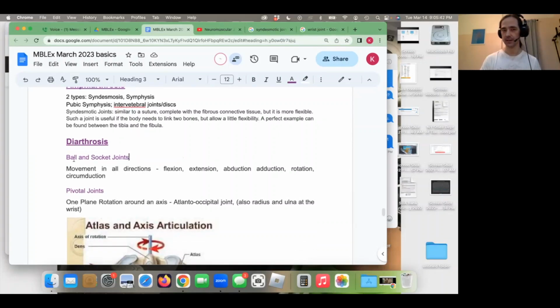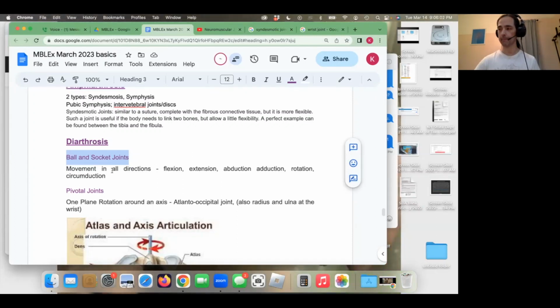Ball and socket, I think I mentioned. Ball and socket allows movement in all directions, and it's the hip and the shoulder. So Vincent, which joint is deeper and which joint is more shallow, the shoulder joint or the hip joint? The hip joint is deeper and the shoulder is shallower.